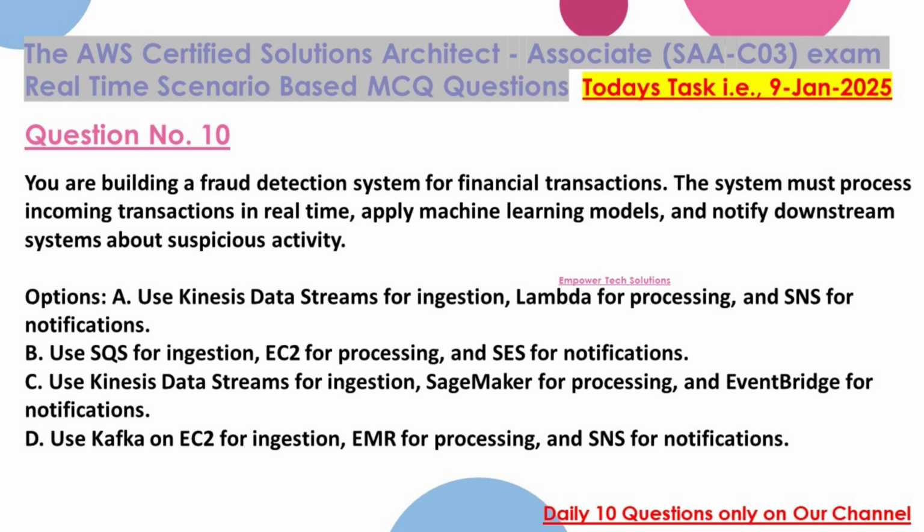Options: A. Use Kinesis Data Streams for ingestion, Lambda for processing, and SNS for notifications. B. Use SQS for ingestion, EC2 for processing, and SES for notifications. C. Use Kinesis Data Streams for ingestion, SageMaker for processing, and EventBridge for notifications. D. Use Kafka on EC2 for ingestion, EMR for processing, and SNS for notifications.